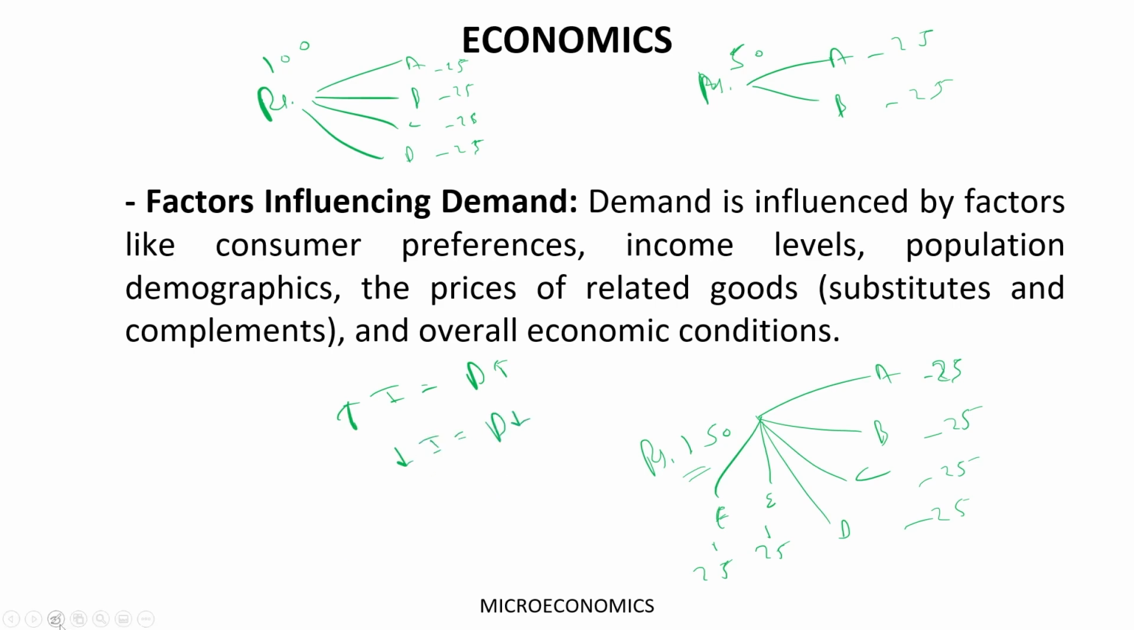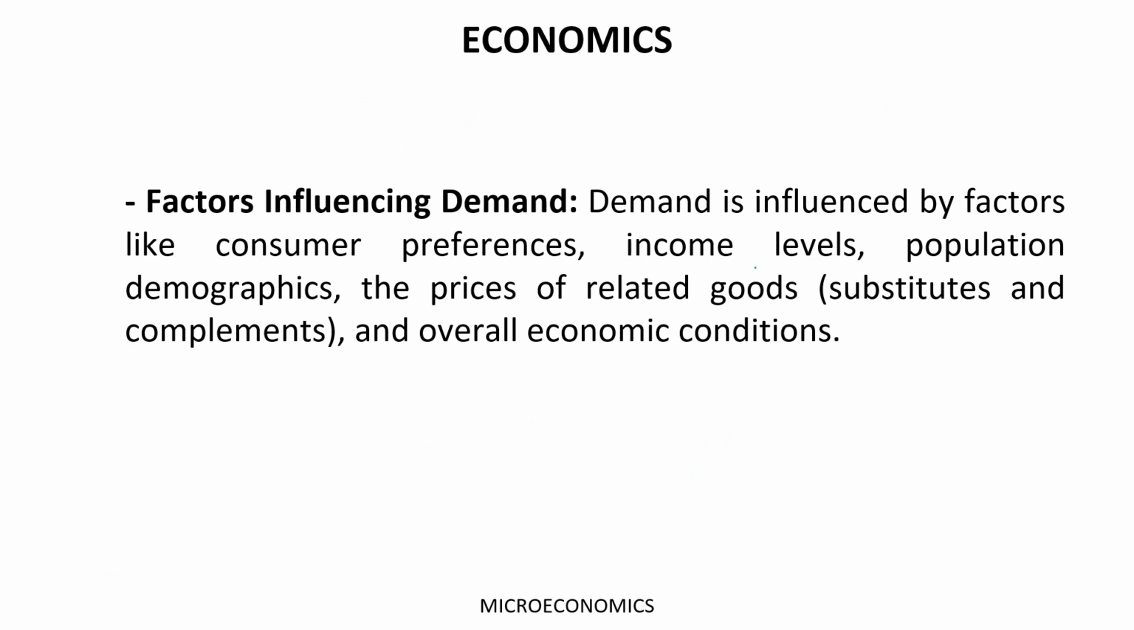All right. Thereafter, population demographics. If the population is 100, then demand will be high. If the population is only 10, demand will be low. Okay. And then the prices of related goods, substitutes and complements. Okay. So what do you mean by it? The related goods are those goods which are related to each other, either as substitutes or complements.